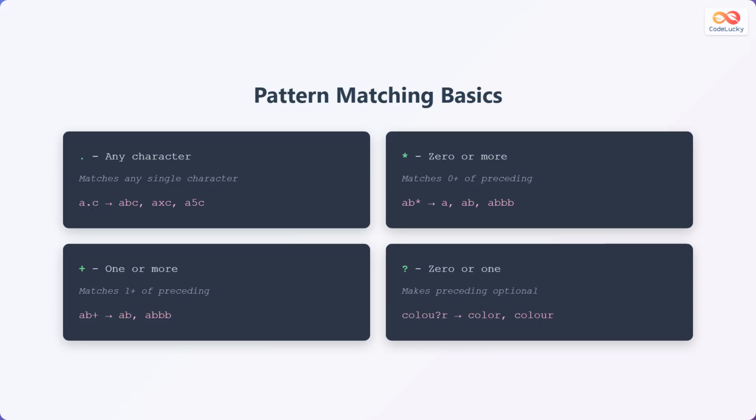Then we have the plus symbol, which means one or more occurrences of the preceding character. So, ab+ would match ab or abb, but not a alone. Finally, we have the question mark, which means 0 or 1 occurrence, making the preceding character optional. For example, colou?r would match both color and colour.